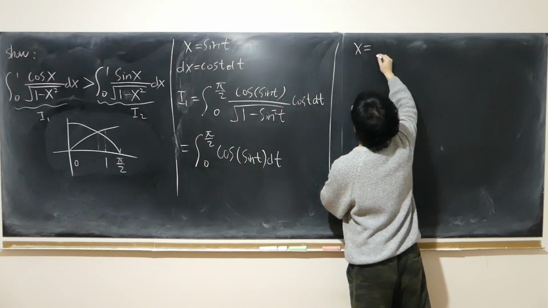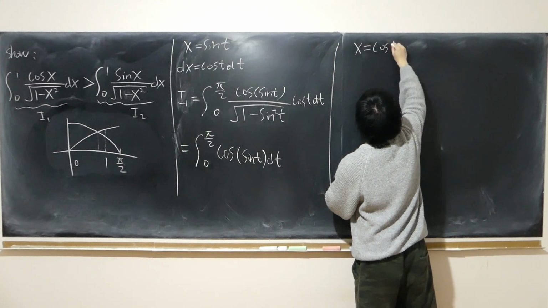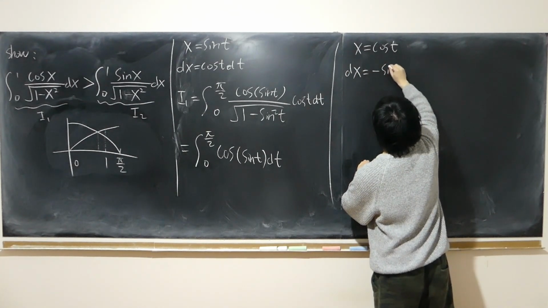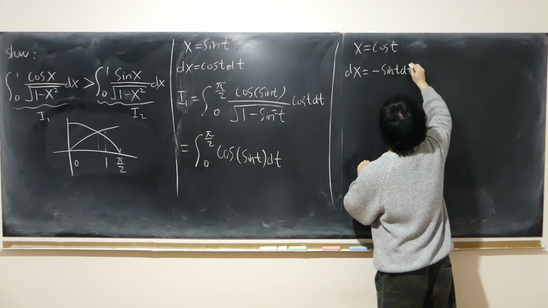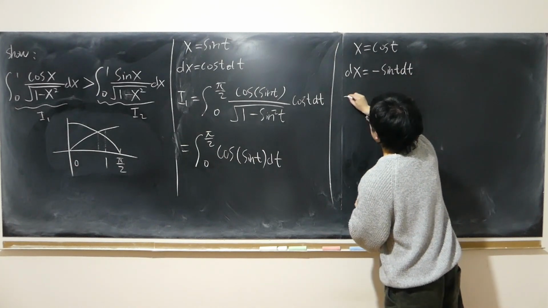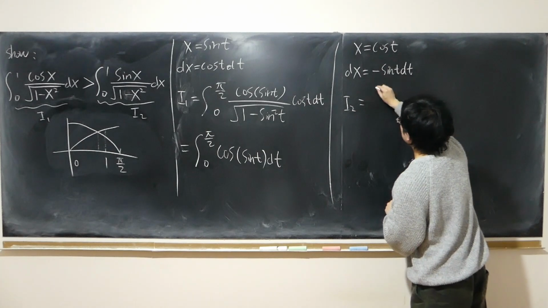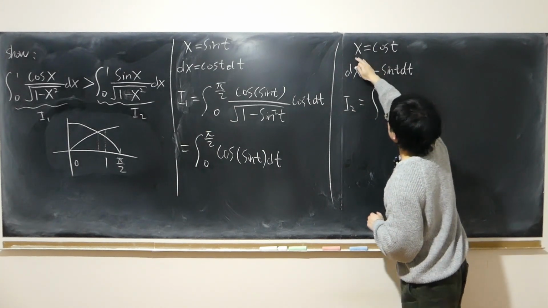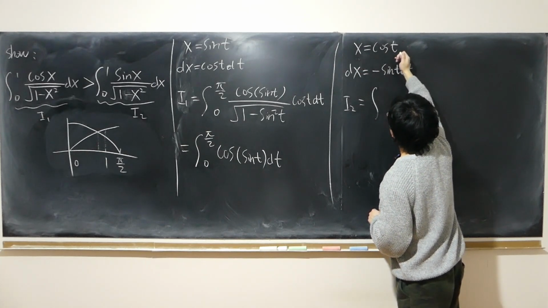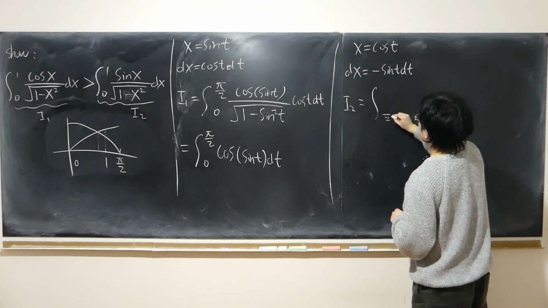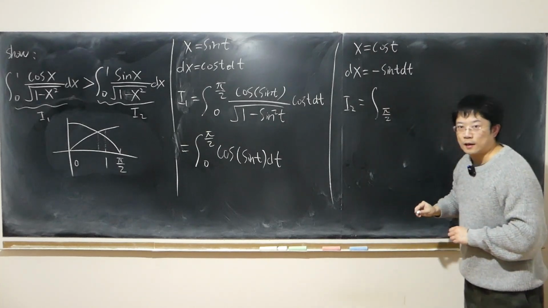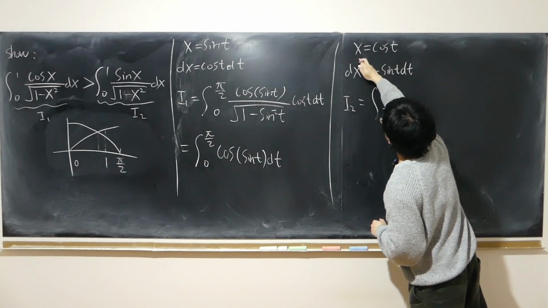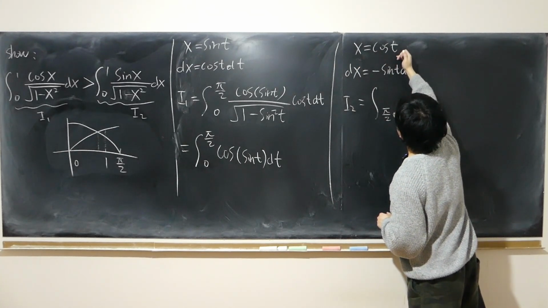The second integral, likewise, is similar. This time x is cosine t, so dx is negative sine t dt, a little different. So for I2, when x is equal to 0, t is equal to half pi this time, because this time it is cosine instead of sine. When x is equal to 1, t is equal to 0.